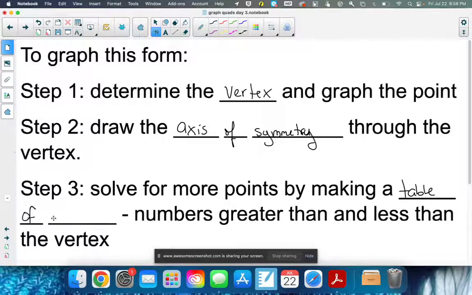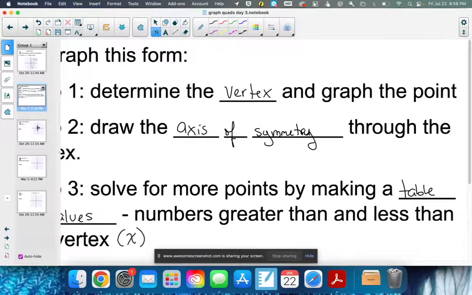And the big thing on this, just like on standard form, is that you have to have numbers that are greater than and less than the vertex, specifically the x values. Okay, because you have to have some points that are on the left of the vertex and some that are on the right. So let's go ahead and start.